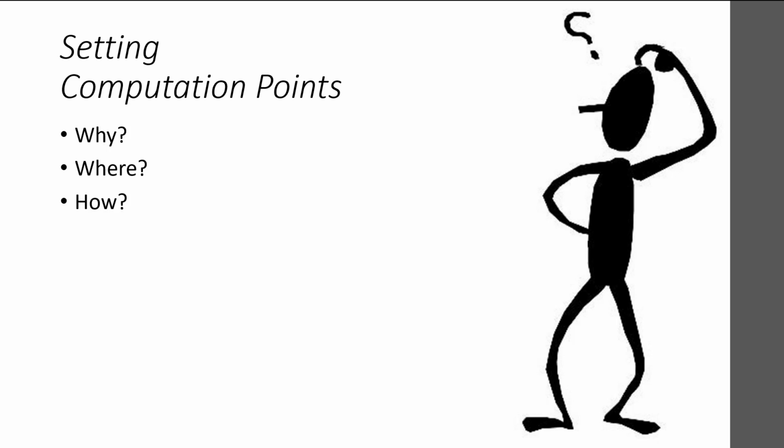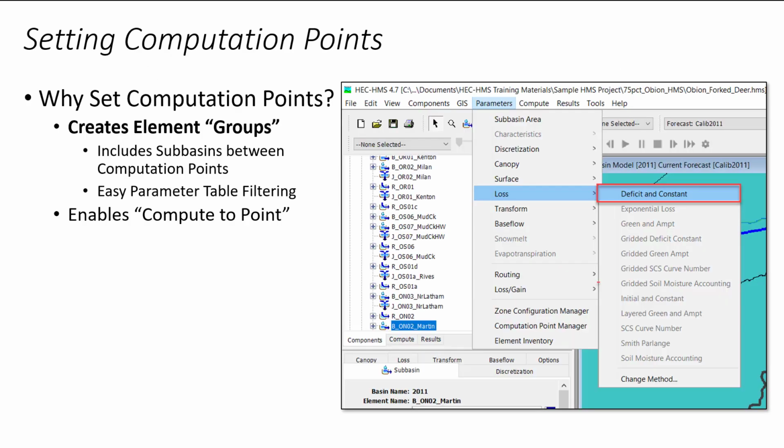Why might using computation points be helpful to you? Where should these points be set? And how do you set them? How are computation points helpful to an HMS modeler? Well, computation points create element groups that include all subbasins and elements between computation points. The first handy computation point feature is that it enables fast and easy parameter table filtering.